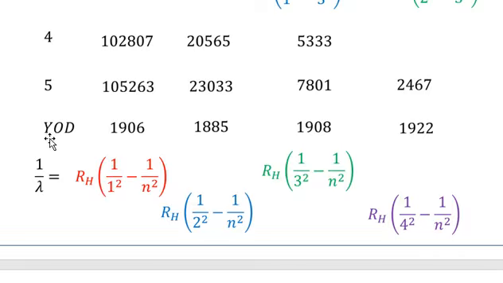And YOD stands for the year of discovery. The year of discovery for the Lyman series was 1906, for the Balmer series 1885, for the Paschen series 1908, and for the Brackett series 1922. So you see that the first was discovered by Balmer in 1885, and the formula was given like this one.